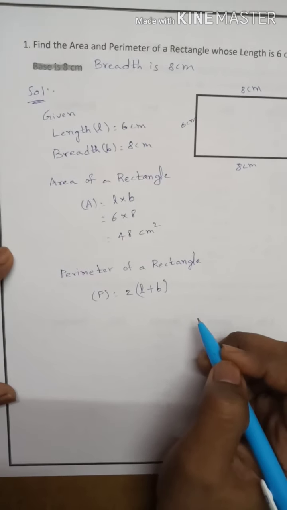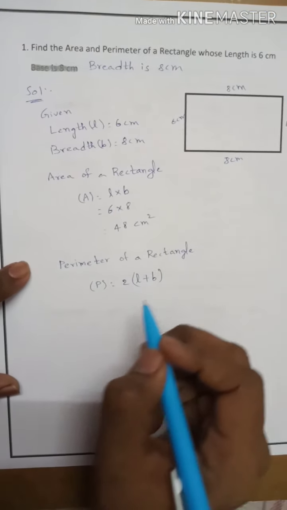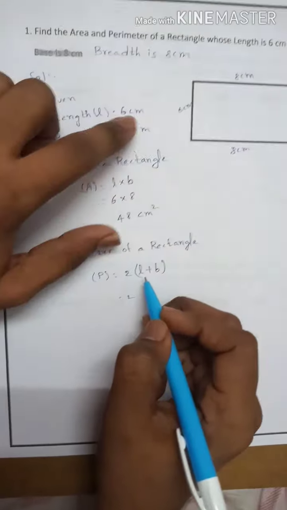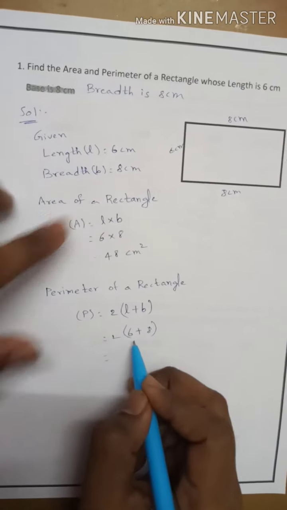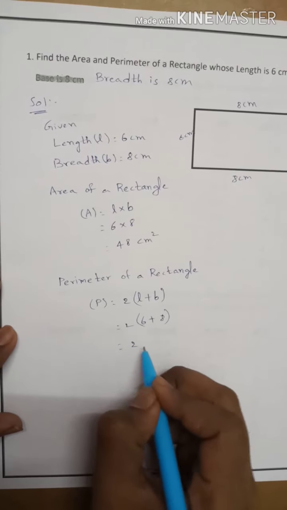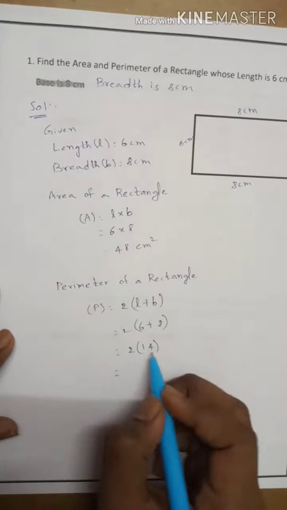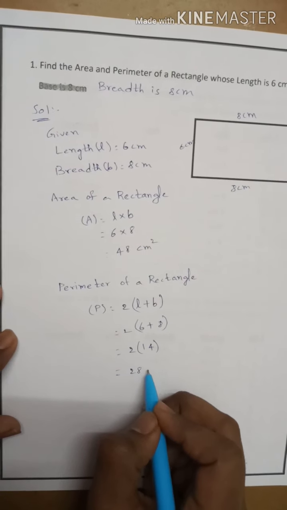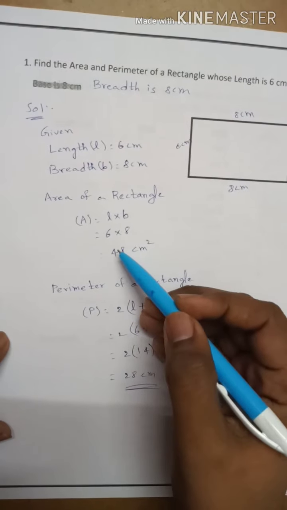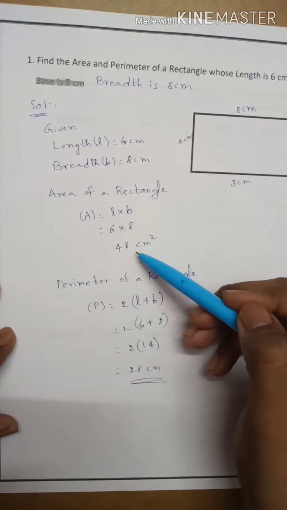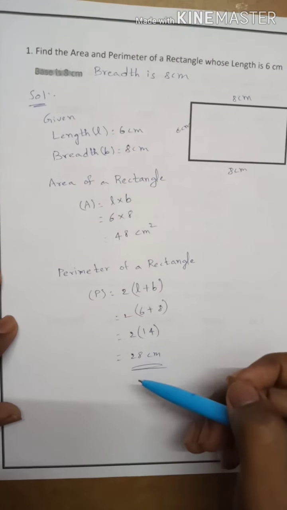Okay, so perimeter of a rectangle: P equal to 2 into (L plus B). What is L value? 6 centimeters. What is B value? 8 centimeters. What is 6 plus 8? 14. Okay, what is 14 twos? 28. And what are the units? Centimeter. Therefore area of this rectangle is 48 centimeter square and perimeter of this rectangle is 28 centimeters.